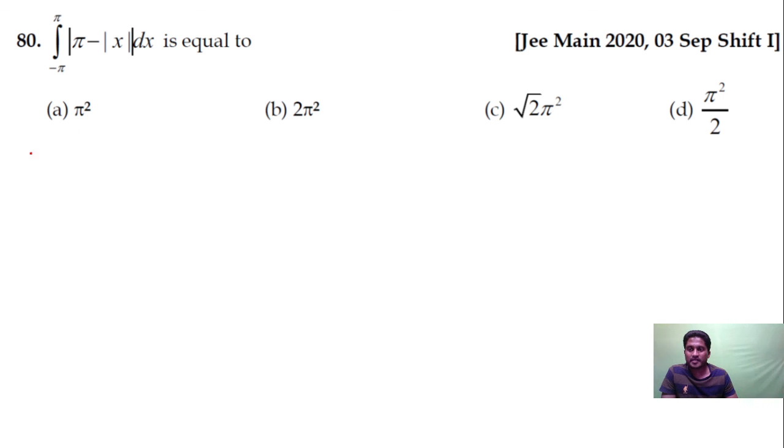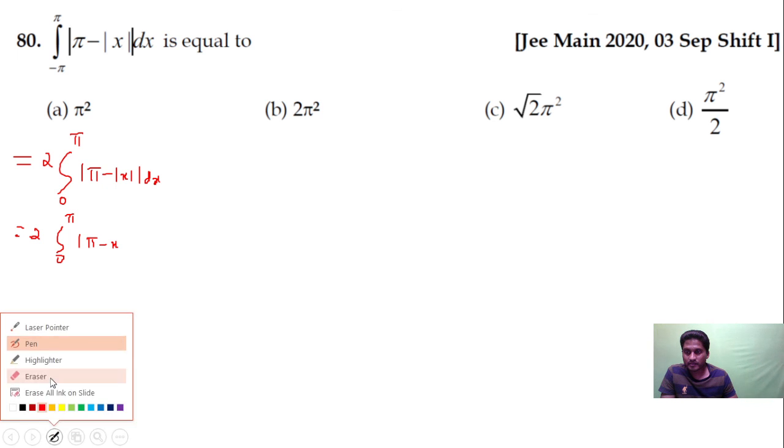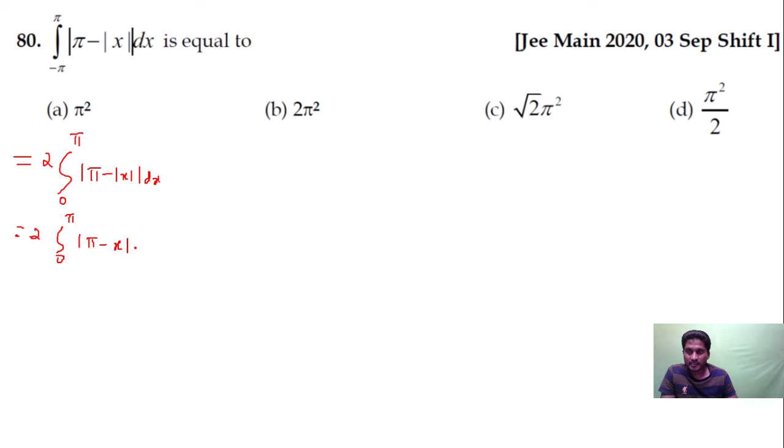Okay, question number 80. Mod is always an even number, right? So minus pi to pi, mod x is an even function, so minus pi to plus pi can be written as 2 times 0 to pi. And then you get modulus of pi minus mod x dx. Having said this, between 0 and pi mod x will be positive. So this will be equal to 0 to pi modulus of pi minus x dx, so this is pi minus x and then dx.